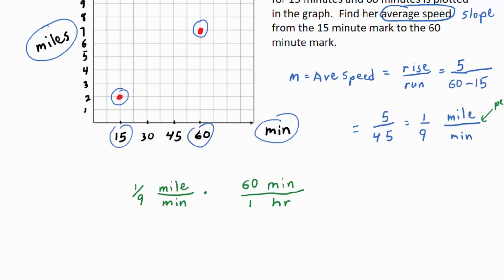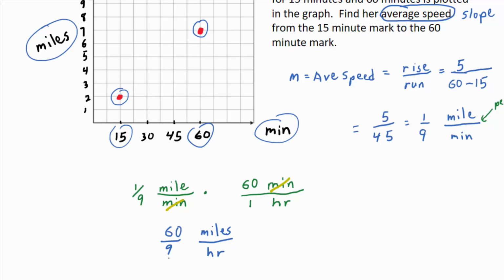Okay. Now you can see it happening, you guys. The minutes will cross-cancel just like numbers would, just like factors would, right? Doesn't work if there's an addition in between these things. And then you end up with what? You multiply straight across, what do you get on top? 60 miles per 9 hours, right? Or 60/9 miles per hour.